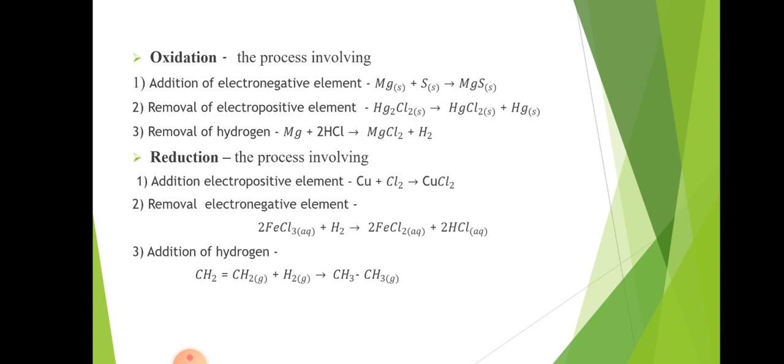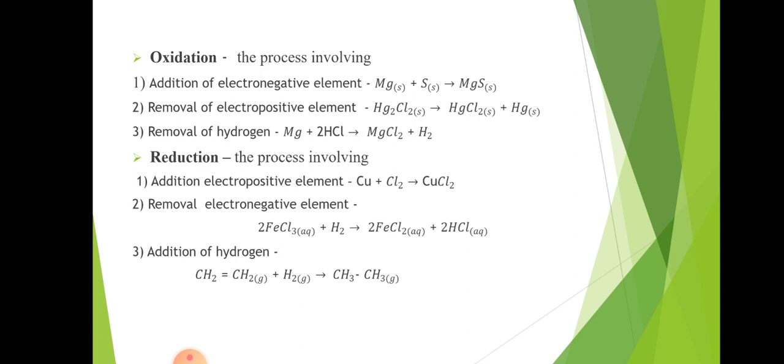That is the broad meanings of oxidation and reduction. In short, the addition of an electronegative element, such as sulfur, or the removal of an electropositive element, that is Hg, or the removal of hydrogen, that is removing hydrogen from the HCl molecule, is nothing but oxidation. And reduction is the addition of an electropositive element, or the removal of an electronegative element, and the addition of hydrogen. Now these are the main broad definitions of oxidation and reduction.